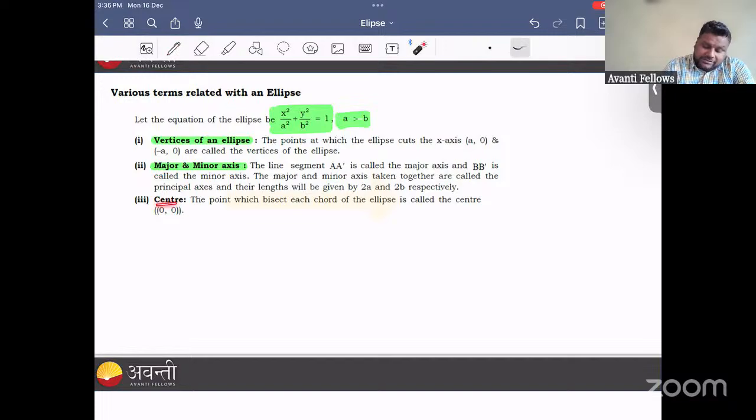Got it? Now center. The midpoint of the foci is called the center. The point which bisects each chord of the ellipse is called the center of the ellipse, 0, 0. This is basically 0, 0, the point at which if any chord passes through it, that chord will get bisected by that point.